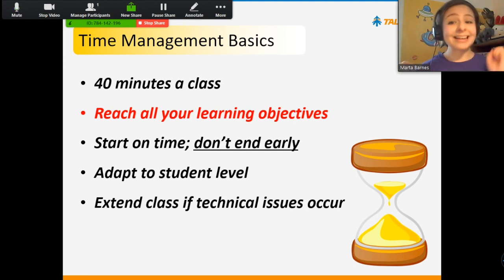And finally, extend class if technical issues occur, just if minor technical issues occur. This is very important to note. You will not be extending class for 10 minutes if a class had 10 minutes of problems. This is just if you spent the first minute of class being like, check, can you hear me? No? Oh no, I can't hear you. I can't see you.